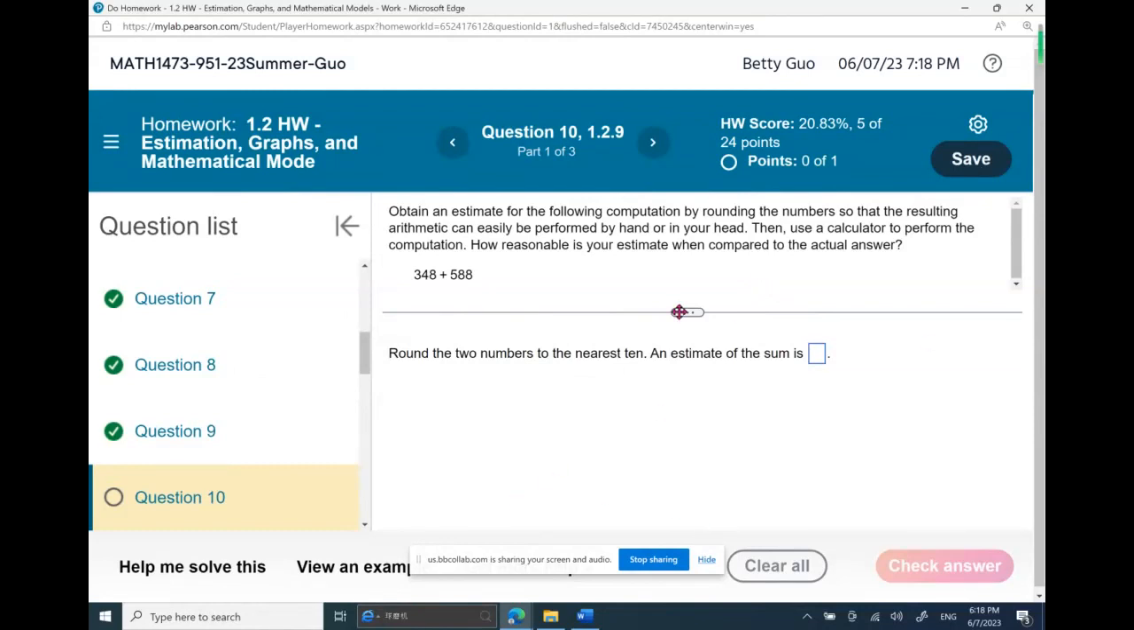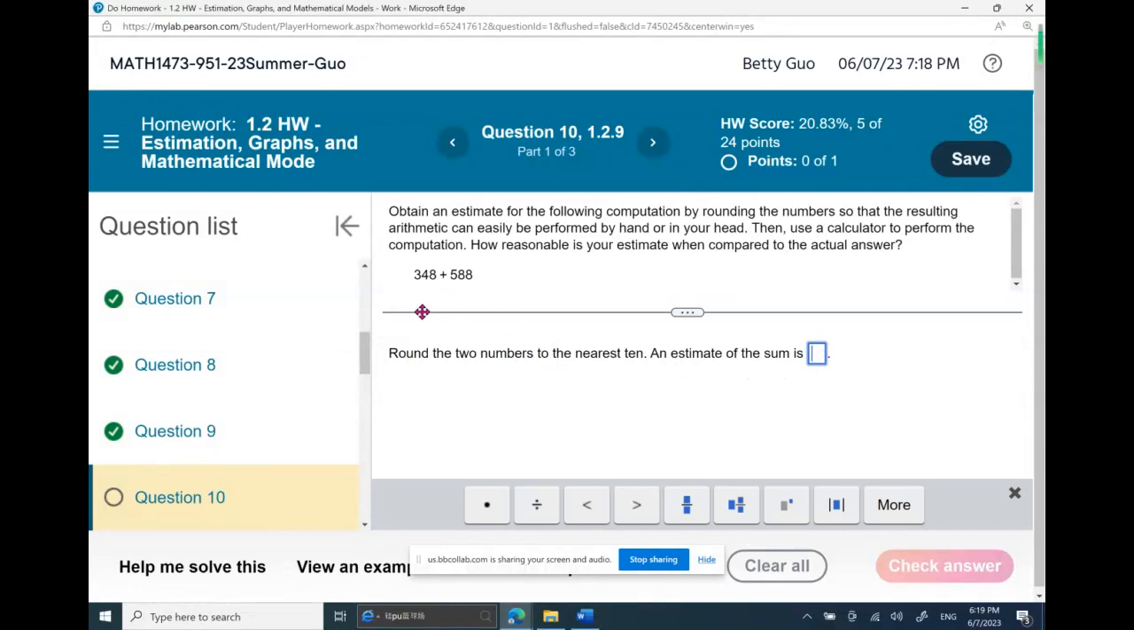Number 10, round the two numbers to the nearest 10. An estimate of the sum is, okay, so 348. Anyone can help me to round that number to the nearest 10? This is ones, this is 1, this is 10. What is it? 350. Awesome, exactly. And the second number is 588. Can you help me to round that number to the nearest 10? 590. Awesome. And then you add them up. What do you have, guys?